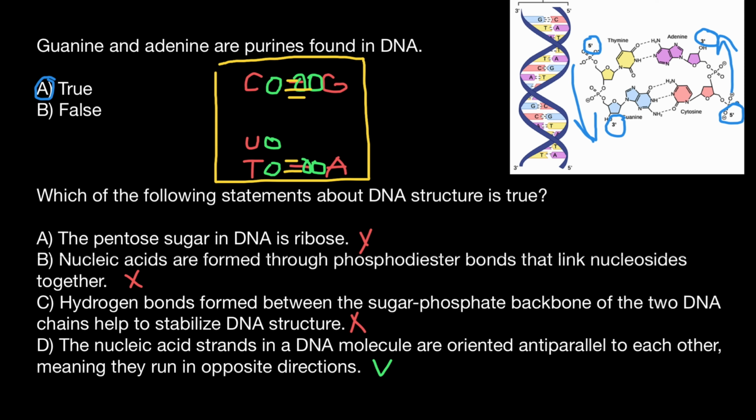So the only correct statement is going to be statement D. The nucleic acid strands in the DNA molecule are oriented antiparallel to each other, meaning they run in the opposite direction.